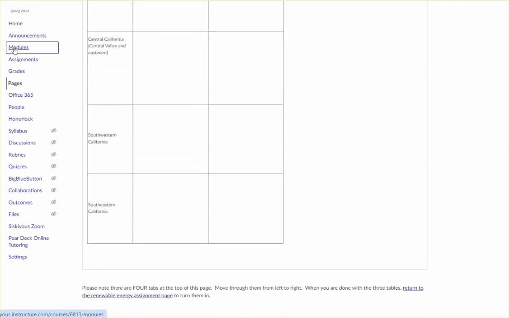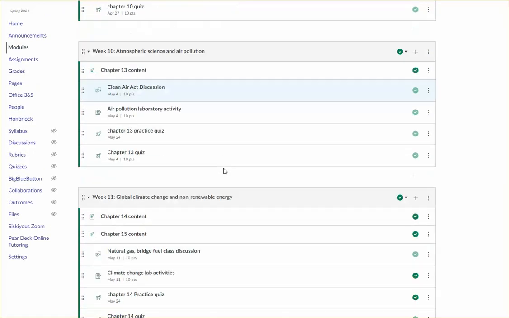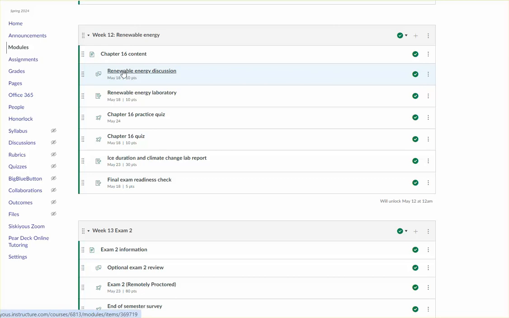I'm going to go back to the module view. So in addition to a discussion and the renewable energy lab that we just looked at, there's a practice quiz and also a graded quiz in this week's module. I recommend that you do the practice quiz to get ready for the graded quiz.